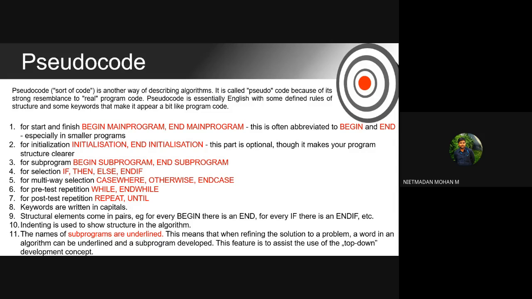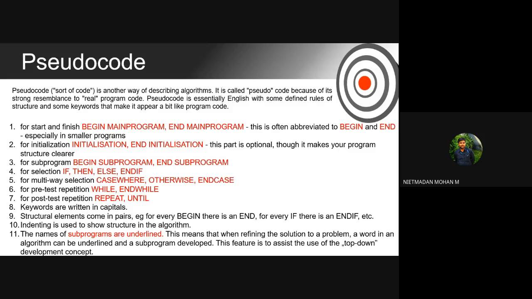The second step is initialization and end initialization. Initialization is where you initialize some values to a variable. Then we move with the initialization and end initialization keywords. For subprograms, it is mostly the same. For a smaller program, you have no need of a subprogram.